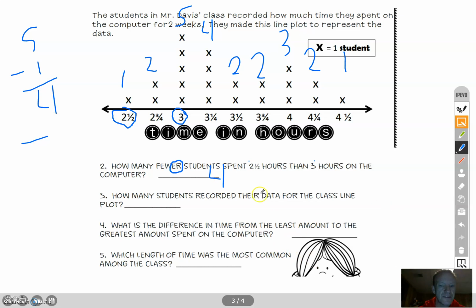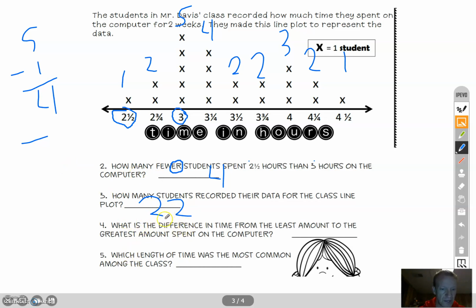Okay? How many students recorded their data for the class line plot? How many is an adding word. So now we got to go back and count all of the X's. Okay? So we can do that. 1, 2, 3, 4, 5, 6, 7, 8, 9, 10, 11, 12, 13, 14, 15, 16, 17, 18, 19, 20, 21, 22. So there's 22 students that recorded their data for this line plot.